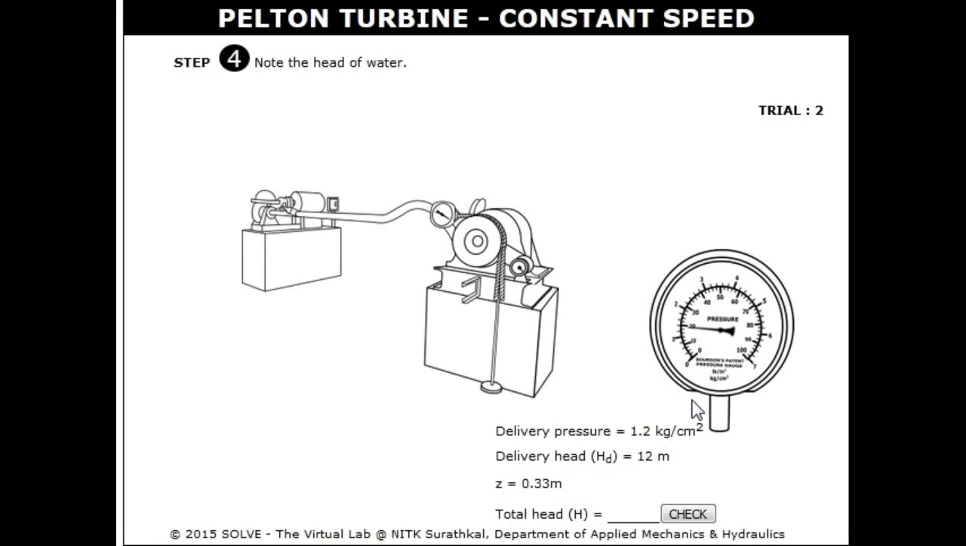Now see, earlier it was 10. Now with 2 kg of load, to have 600 rpm, we have to supply 2 meters of extra head. That's why now this value is 12.33.